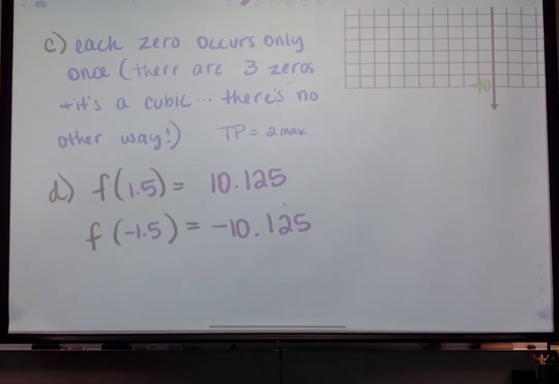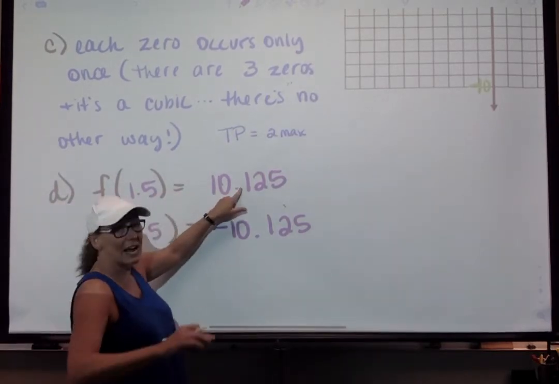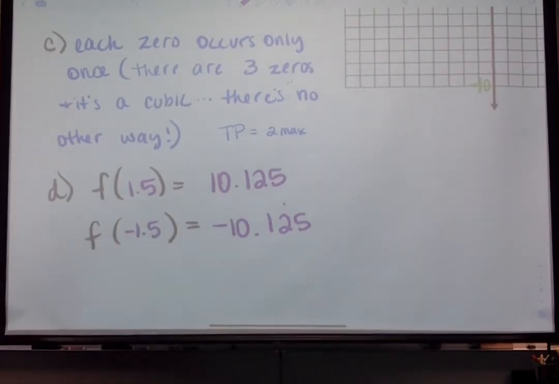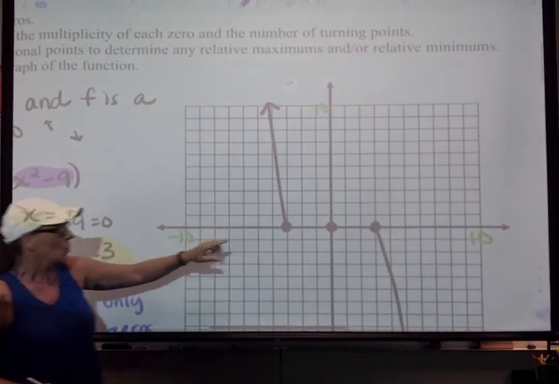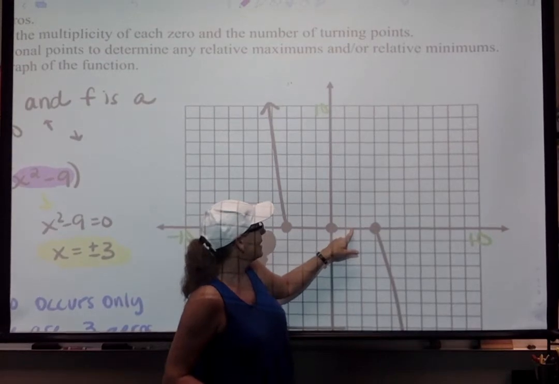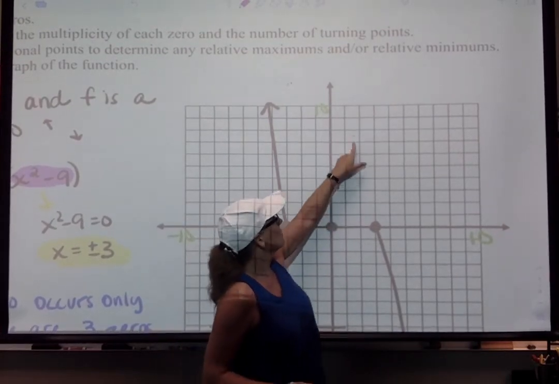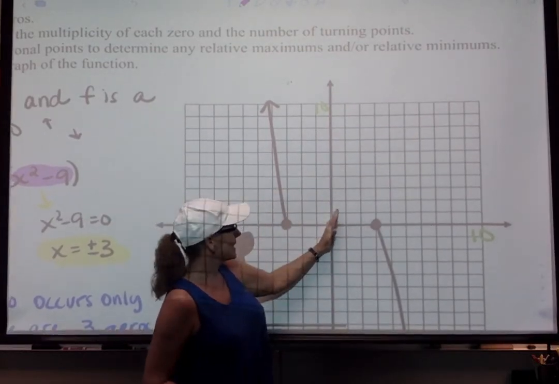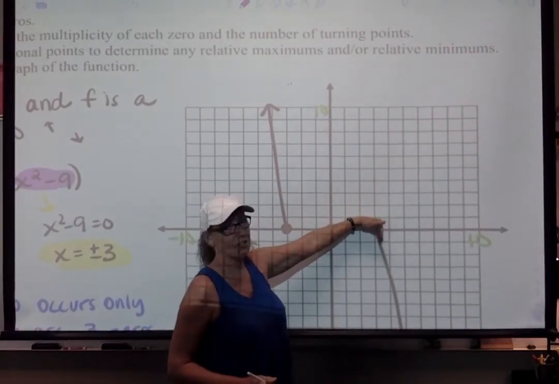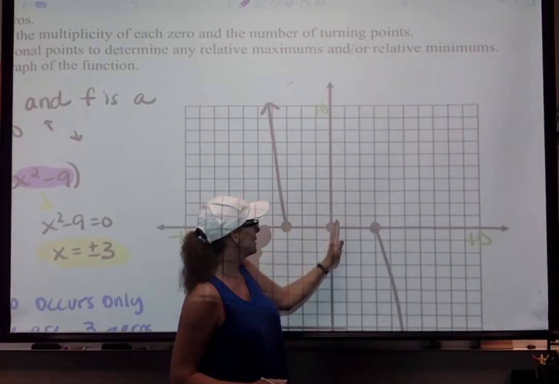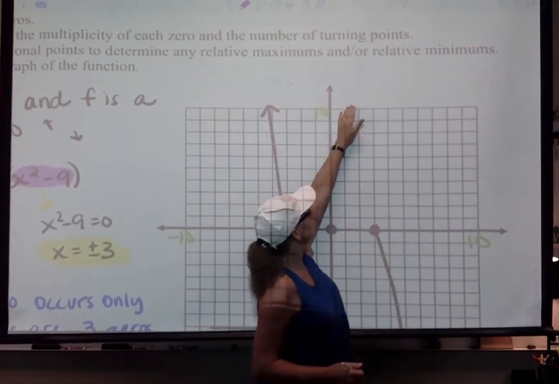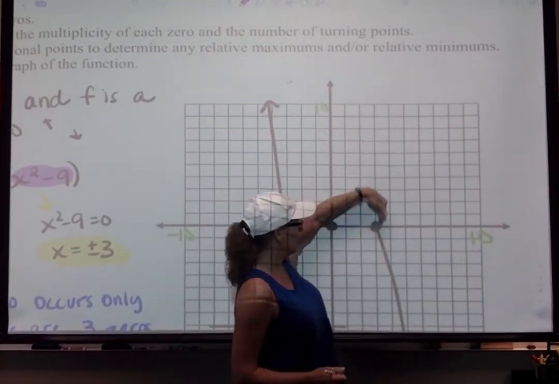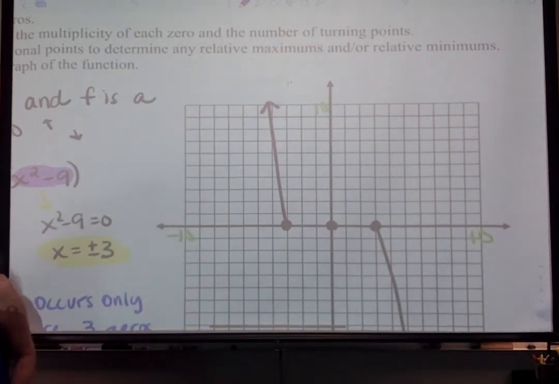When x is 1.5, y is a little higher than 10. Holy moly. I was thinking about turning it right here. No way. Not good enough. I need to go all the way up to a little past 10 and then turn it and come back down.